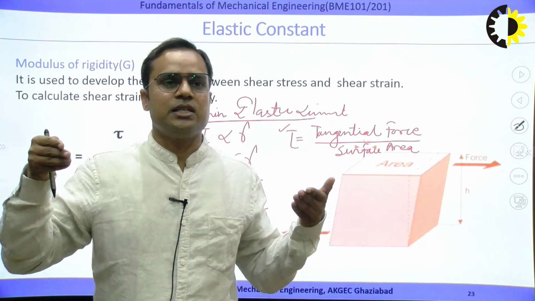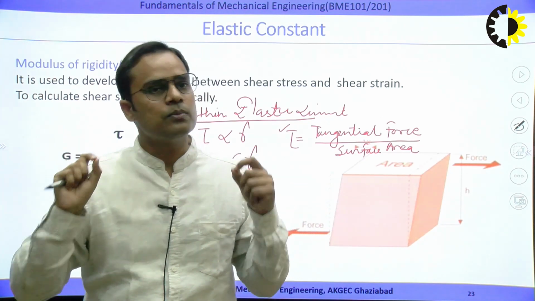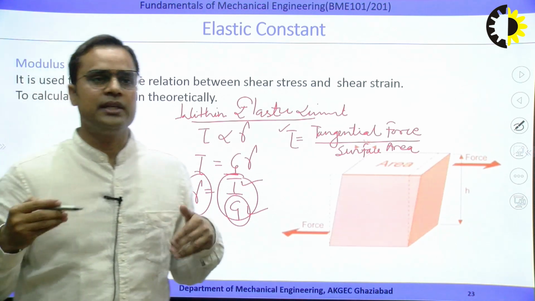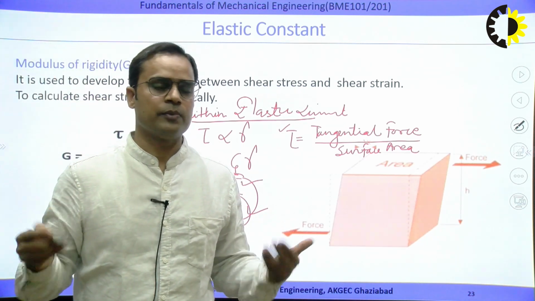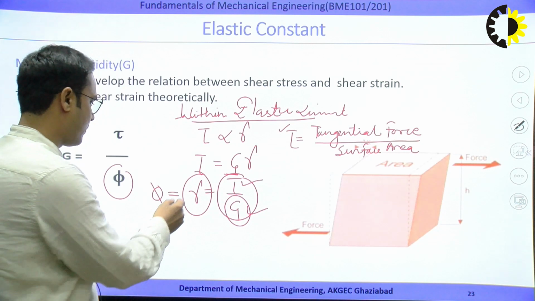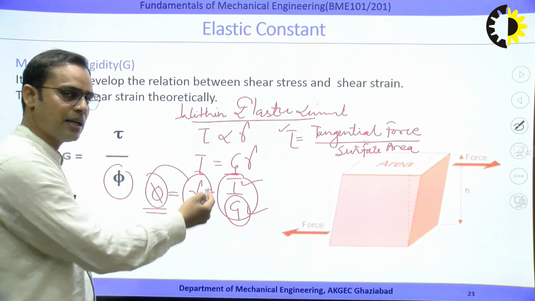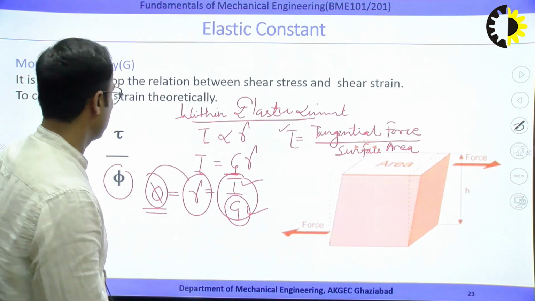If the load is tangential to the body, there is a possibility of shape change, right? So that's why it is always represented in angular deformation. That's why we are representing gamma, and gamma is nothing else, that is the shear angle. So shear angle is also known as the shear strain.